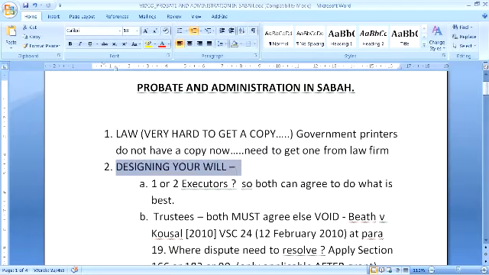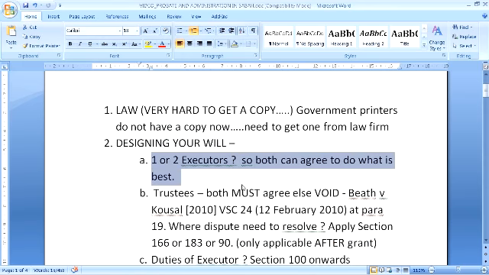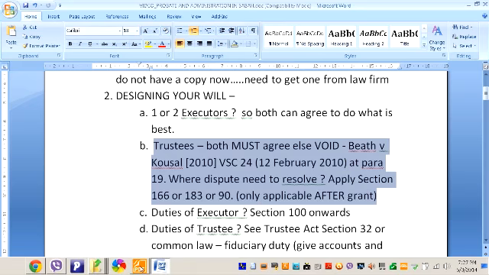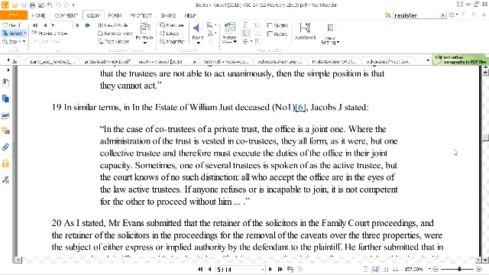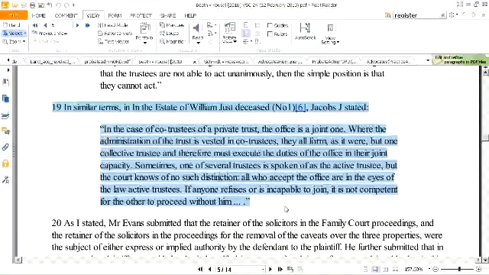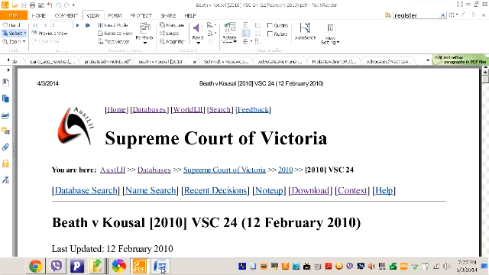Now, designing your will. One or two executors? I think it's better to have two, because two things are better than one. Now, trustees: most of the time people would be appointed as executors and trustees. The important thing about trustees is that both of them have to agree to do something. If they don't, then it's not applicable or void.